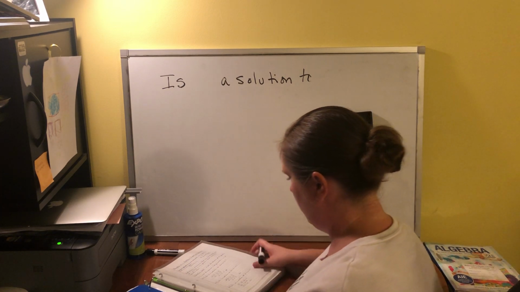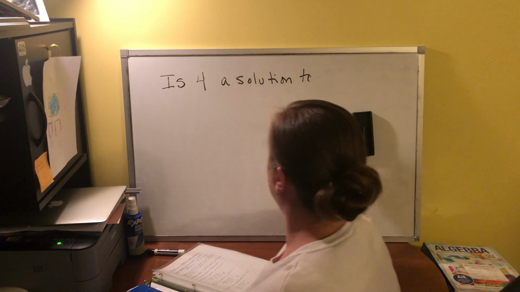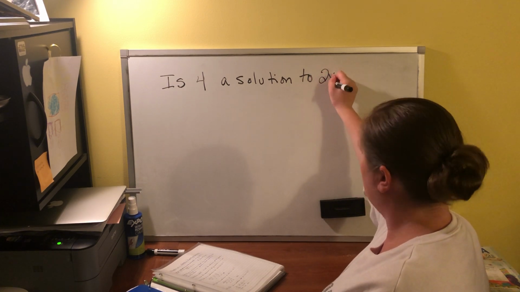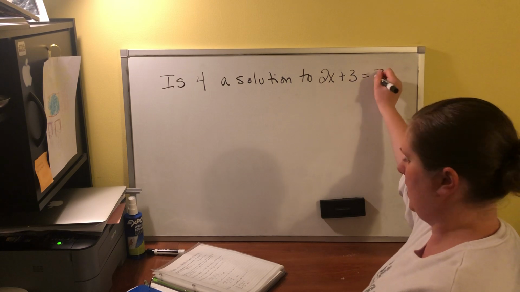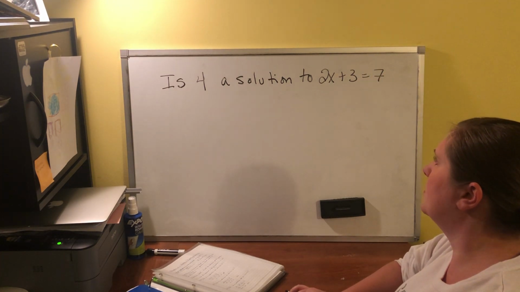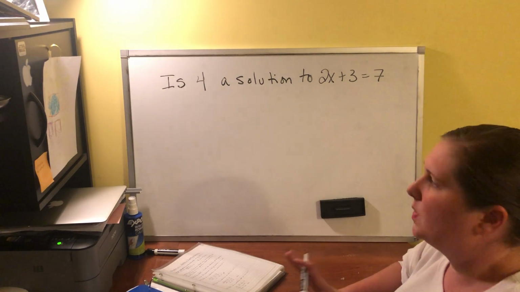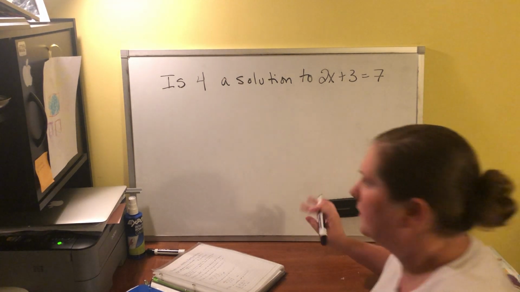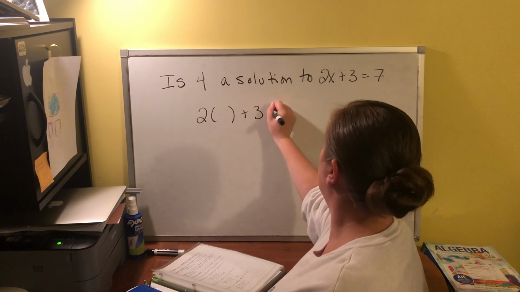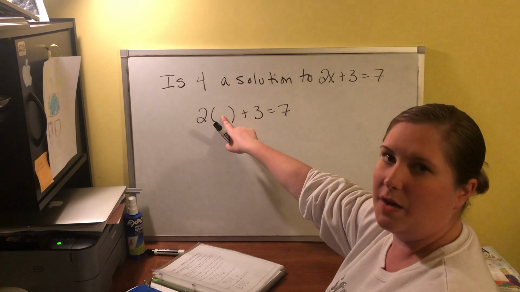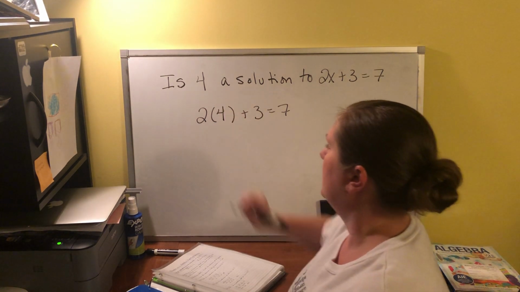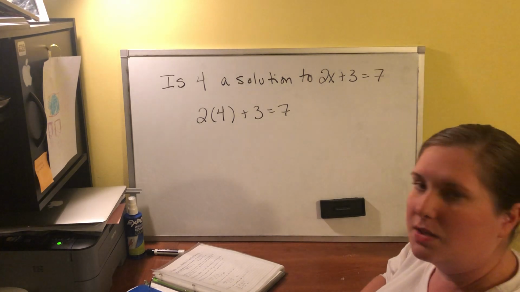So we want to know, is 4 a solution to 2x plus 3 equals 7? So is 4 a solution to 2x plus 3 equals 7? So what we need to do first is substitute that 4 in for the x value. And remember, you'd use parentheses to substitute that value in. So if it's a negative number, you're including that negative. So this one's a positive 4, so that's fine.